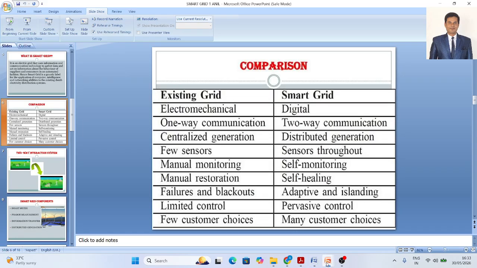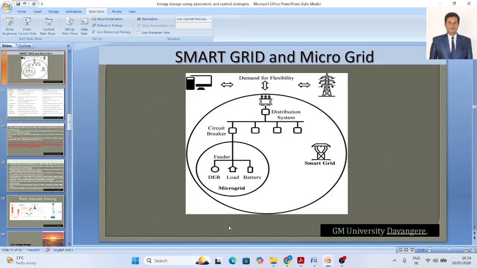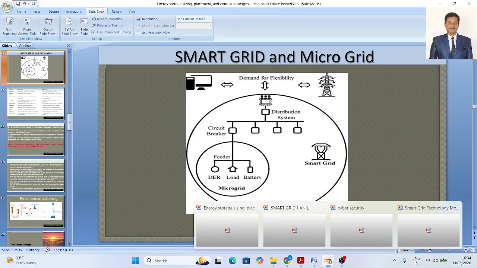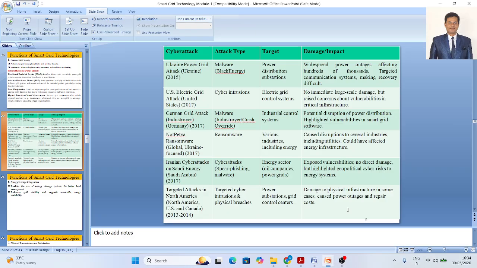Yes, sir. Now you see in this diagram, what does the smart grid actually consist of?